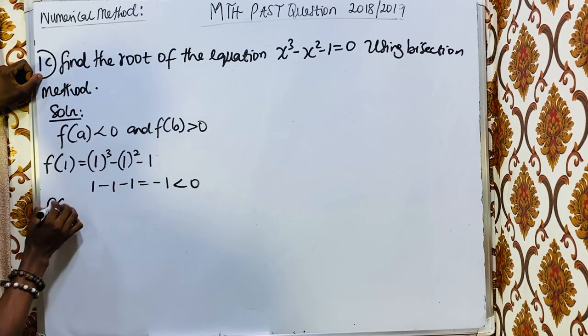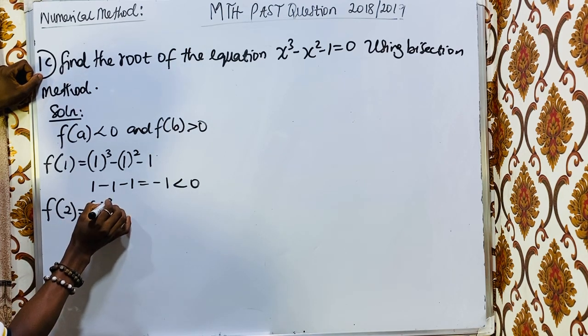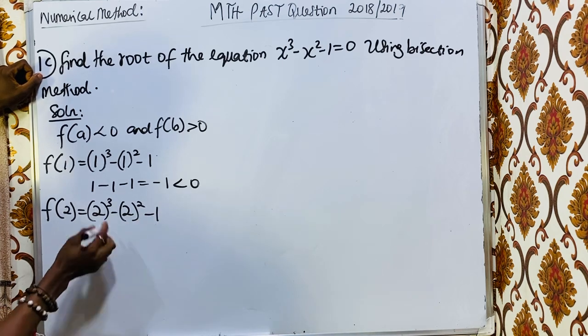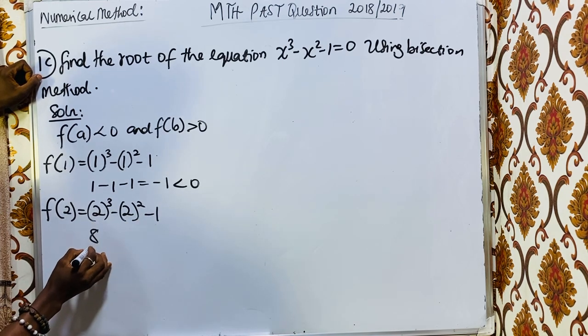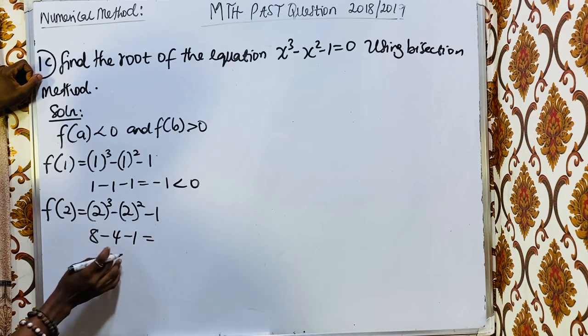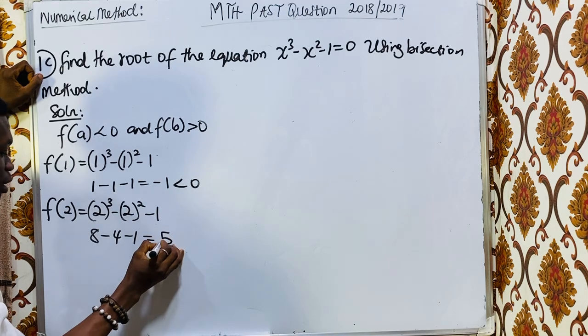So we are going to test f of 2. We have 2 to the power of 3 minus 2 squared minus 1. 2 to the power of 3 is 8, minus 4, minus 1. This will give us 3, which is positive.